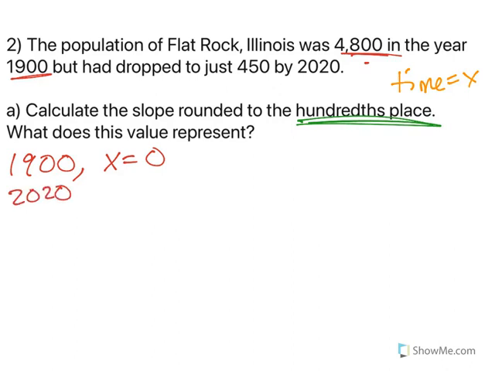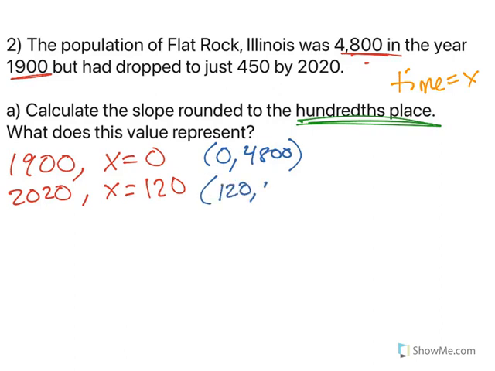So if I have 2020, how many years later is that? Well, 2020 minus 1900 is 120. So I have my x values. That will lead me to my ordered pairs. So in 1900, my population was 4,800, and in 2020, my population was 450.